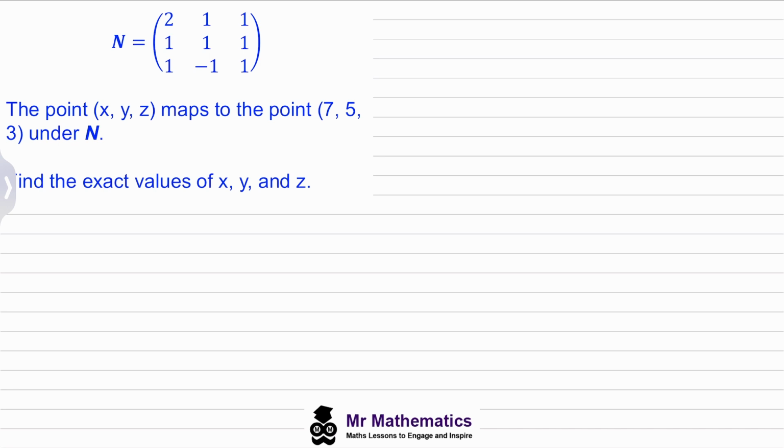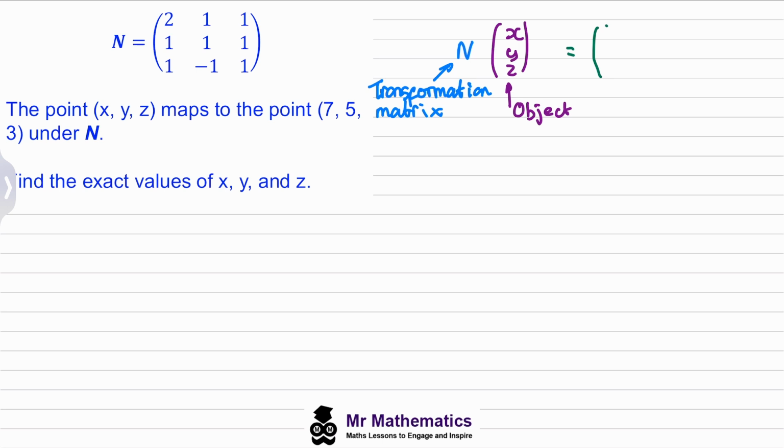Okay, so welcome back if you had a go. So we've got the point xyz. This is our object. To this object, we're applying the transformation matrix N. And this will give us the coordinates of our image, which are 7, 5, and 3. So to solve this equation, we need to find the inverse of matrix N, which will apply to both sides. And then we know that these two will cancel.